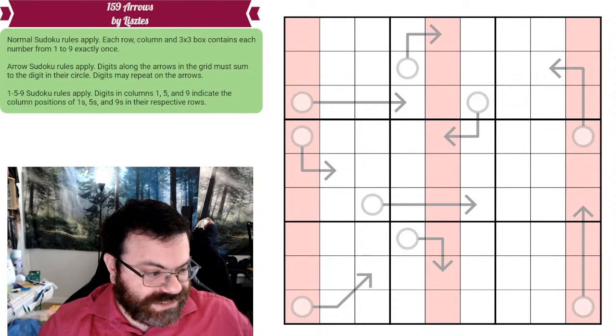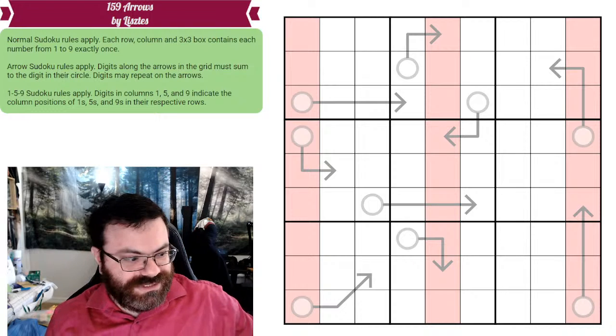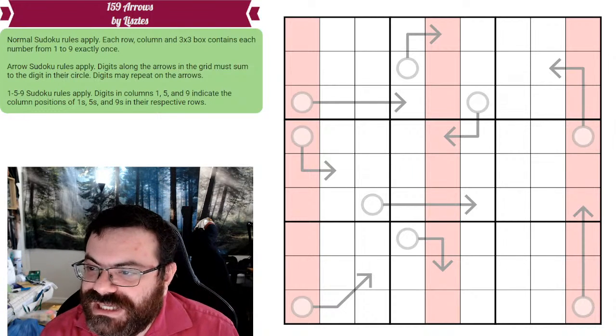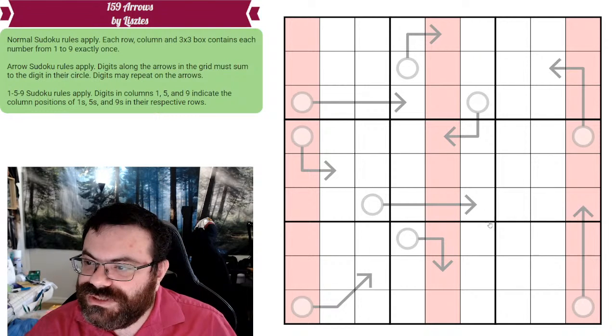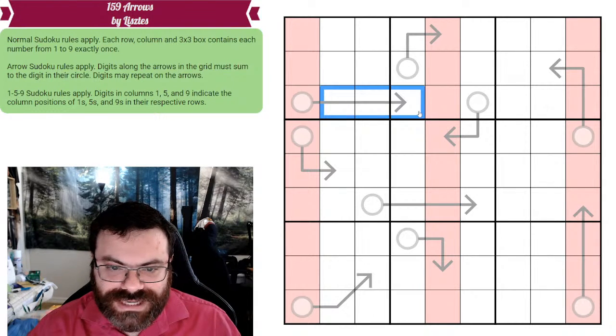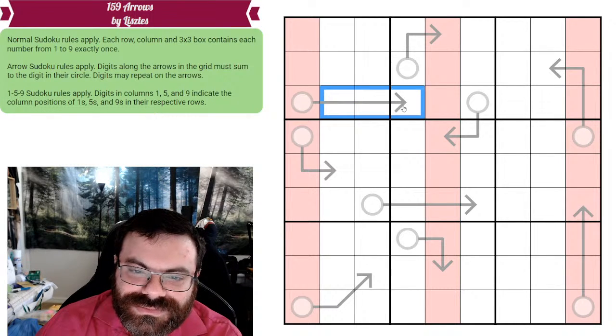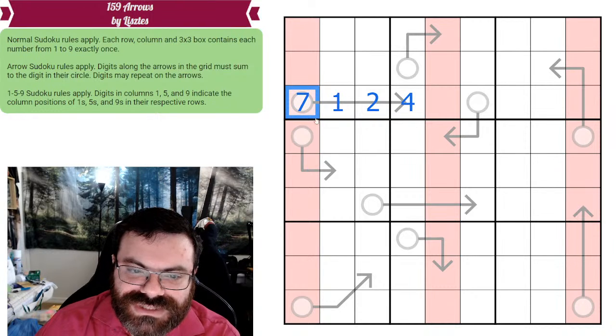"159 Arrows" by Lisztes. So, we've got normal Sudoku rules. We've got normal arrow rules. So, again, in case this is the first one you've seen, the digits along an arrow sum to the value in the circle. So if I put 1, 2, 4 here, that needs to be a 7.